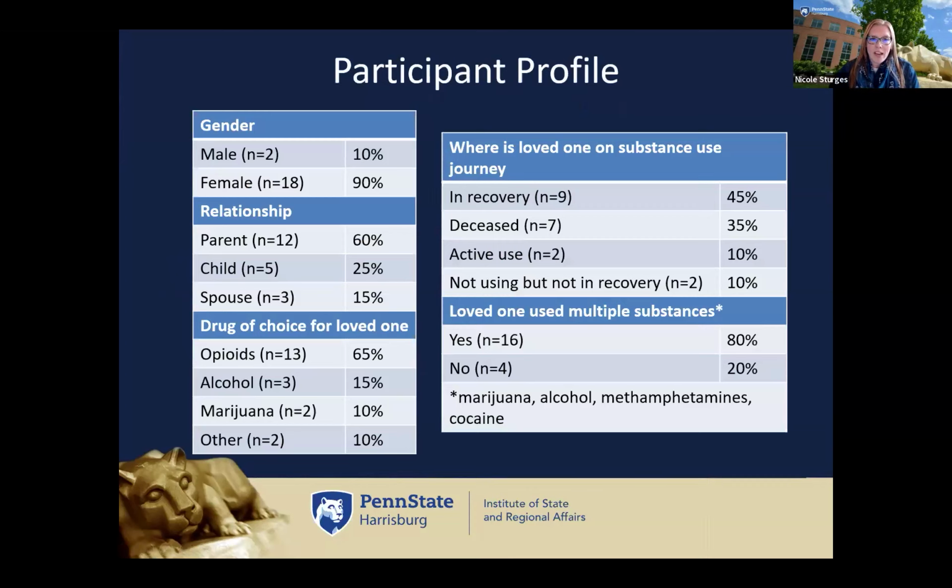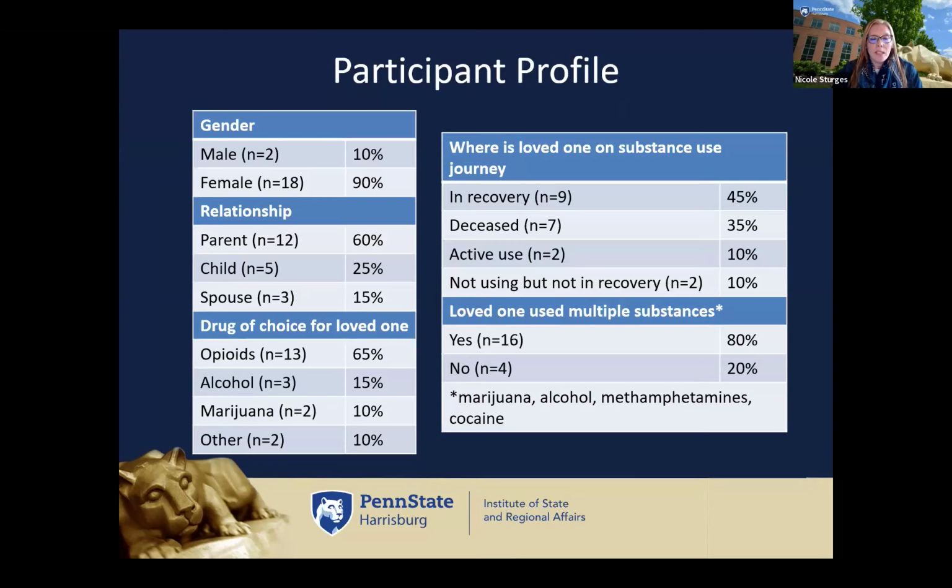This slide provides a profile of our interview participants. As you can see, most were female and a parent with a child with SUD. Almost 2/3 indicated that their loved one used opioids. However, you will note that 80% said that their loved one used multiple substances in addition to opioids.